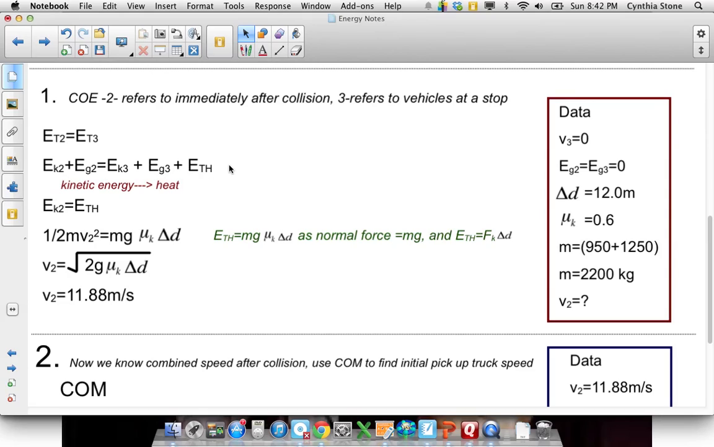There's the full list, but really what's happening is kinetic energy is turning into heat, right? So that means that EK2 equals E thermal, the heat loss due to friction. In this case there's nothing else going on, so Fn is equal to mg, right? Then you've got your mu k delta d. So solving for V2, I can just do that and find out that right after the collision, they're going about 12 meters per second. So we know the combined speed right after the collision. Pause it, but I'm going to move on.